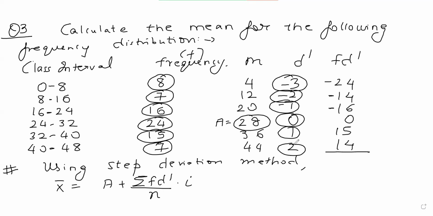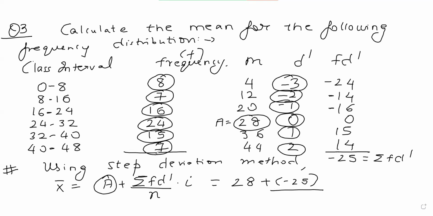Let's find summation fd dash. So let's quickly use our calculators. 15 plus 14 is 29. Minus 16, minus 14, minus 24 comes out as minus 25. This is my summation fd dash. Put everything in the formula. Assumed mean is 28. fd dash is minus 25.